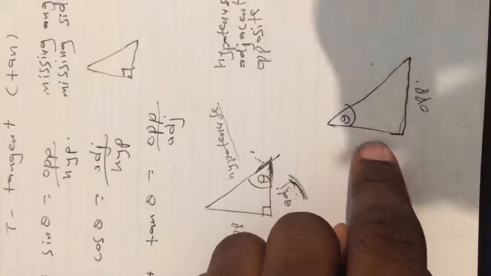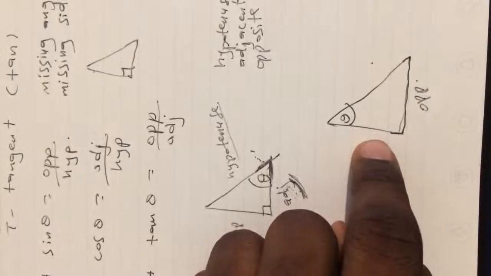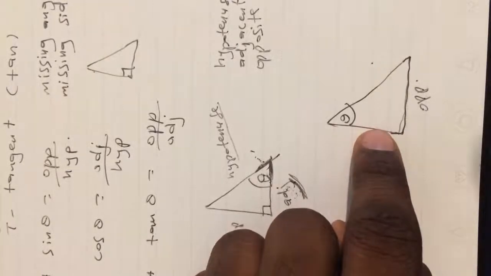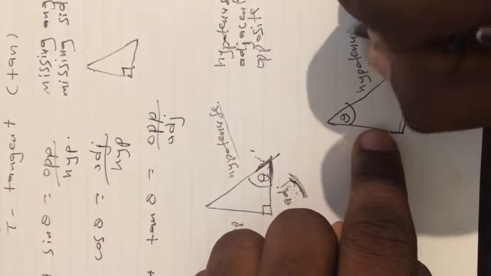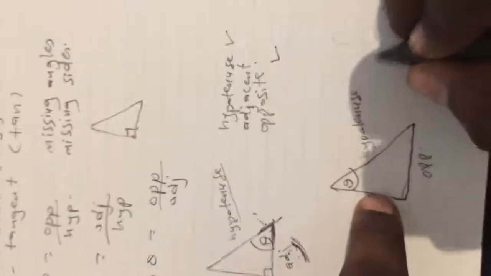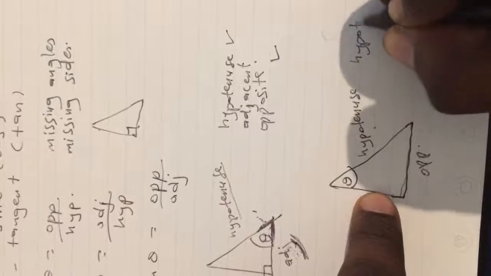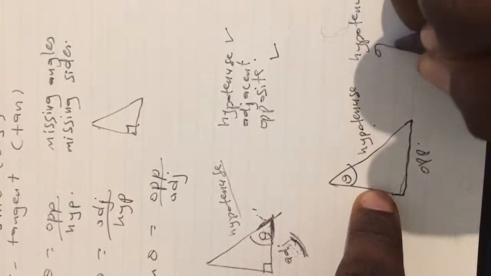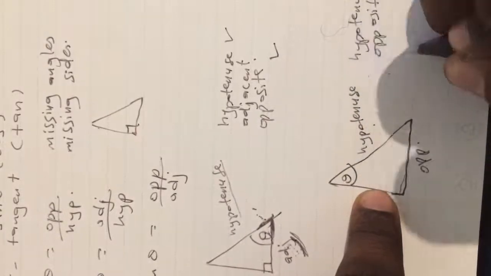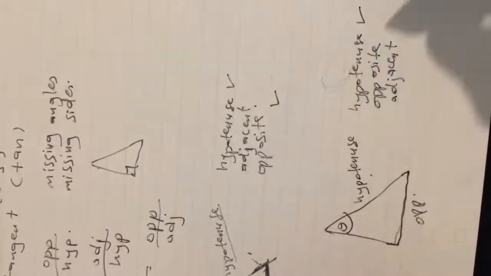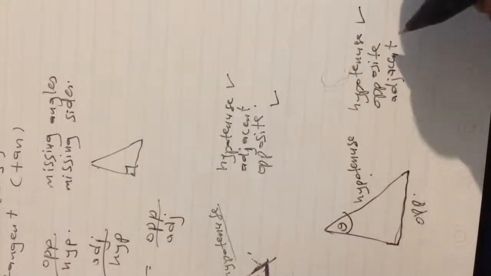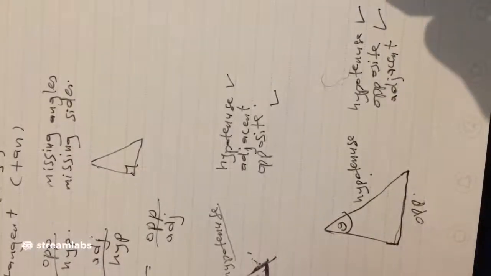Then we know the hypotenuse is always going to be the diagonal line. So since we know it's the diagonal line, we know this is the hypotenuse. And remember, the three sides of the triangle are the hypotenuse, the opposite side, and the adjacent side. So since we already know where the hypotenuse is and where the opposite side is, which side now is going to be the adjacent side?